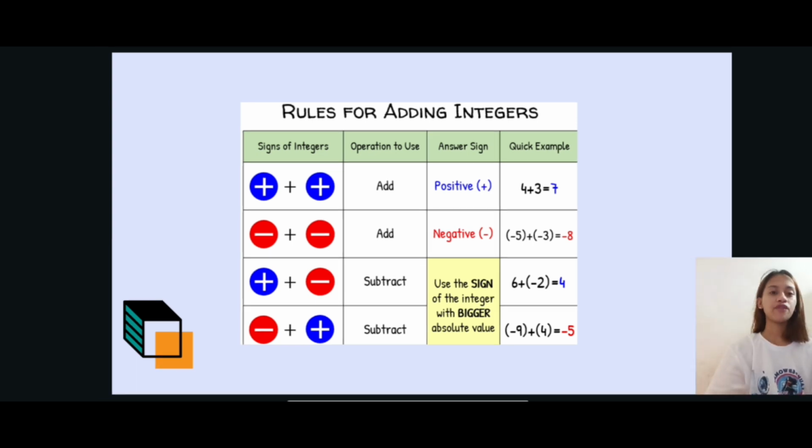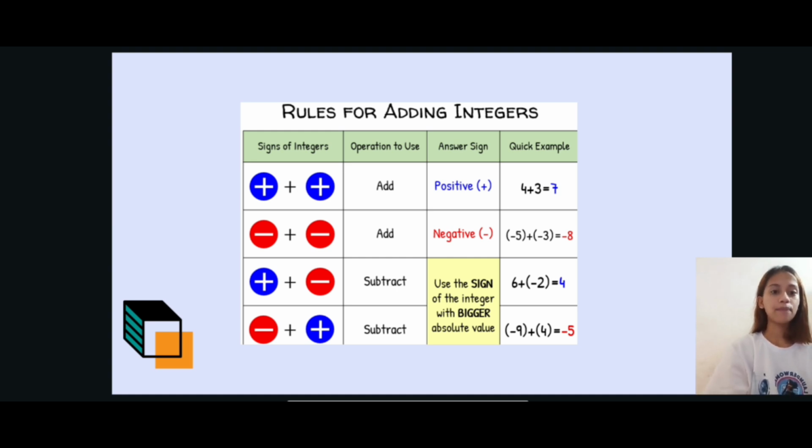If the sign of integers are different, for example, positive plus negative, you're going to subtract both integers and use the sign of the integer with bigger absolute value. For example, 6 plus negative 2 equals 4. You're going to copy the sign of the larger number, which is the 6. The 6 is positive, so the answer would be positive.